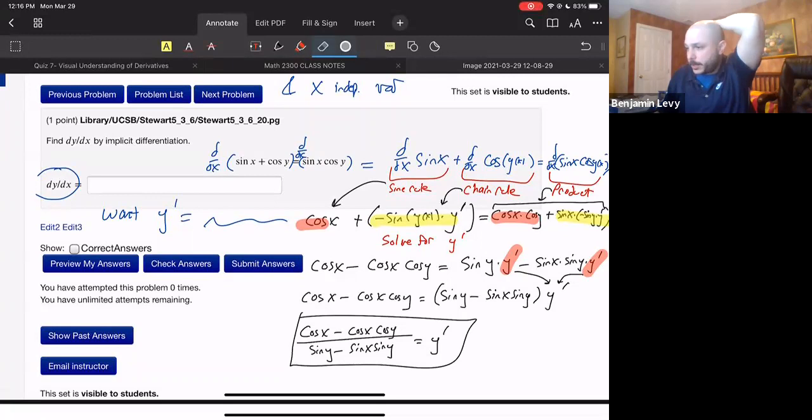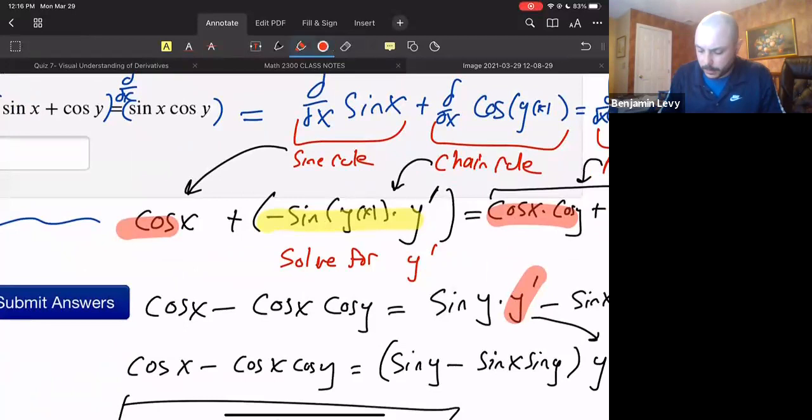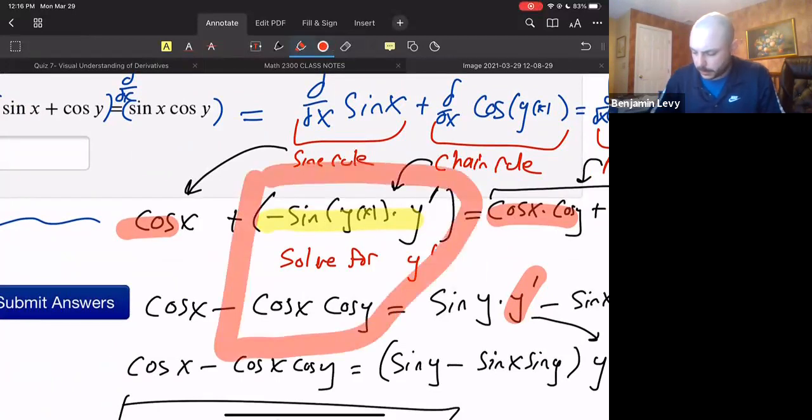I see that question. How'd you go from minus sine to cosine x? Let's see here. I'm thinking, Sebastian, you might be talking about this step right here. Is that what you're talking about?